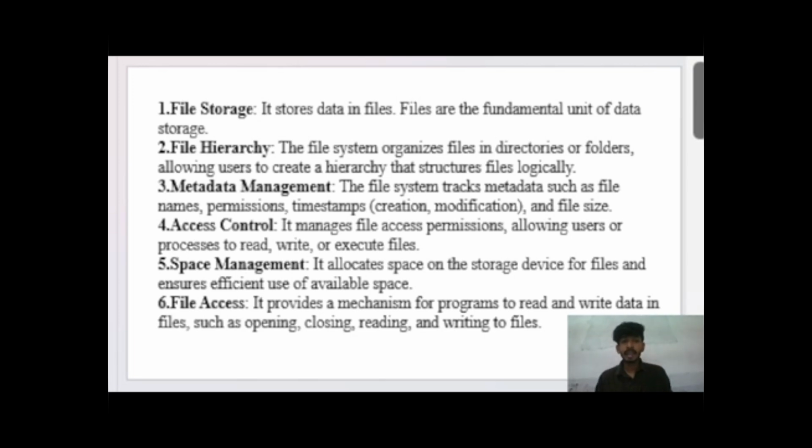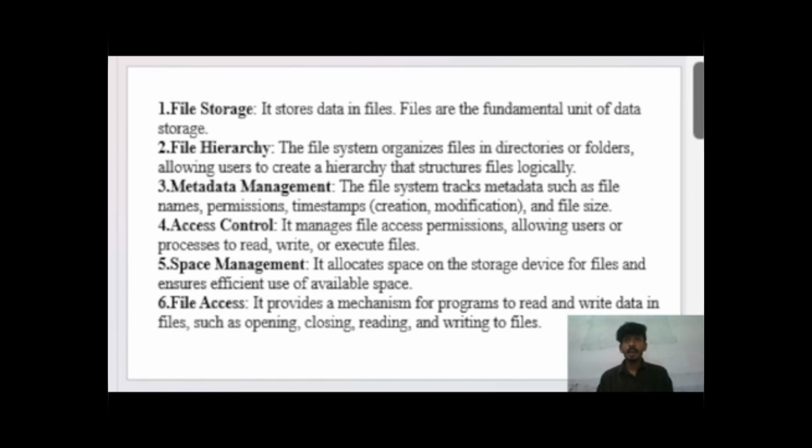File storage stores the data in files. We give some input, and after that we get some output, which will be stored in the file storage. Files are the fundamental unit of data storage. Next is file hierarchy. The file system organizes files in directories or folders, allowing users to create a hierarchy that structures files logically. Next is metadata management. The file system tracks metadata such as file names, permissions, timestamps, and file size.